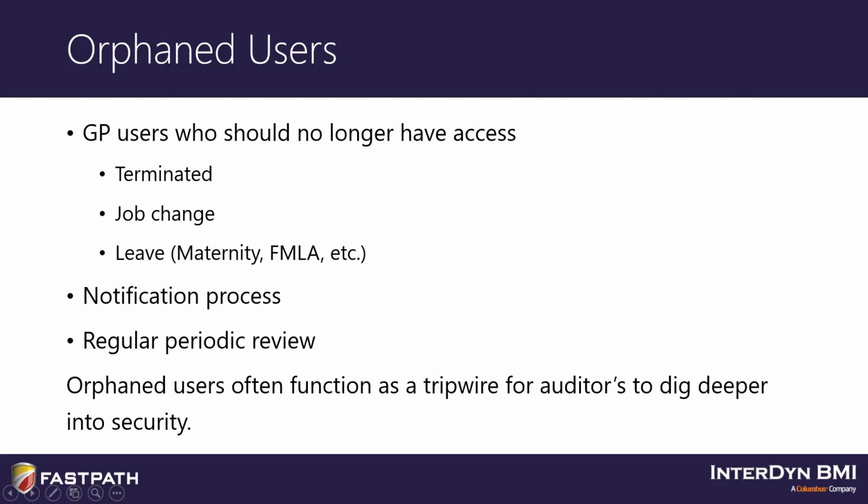So we want to make sure that you're actually going through every once in a while, periodically, once a quarter, and running a list of your GP users. And if there's anybody who has been terminated, maybe they're out on leave, maybe they've just changed jobs and are still with the organization but serve a different function and shouldn't have access to GP, set them to inactive if you don't want to delete them.